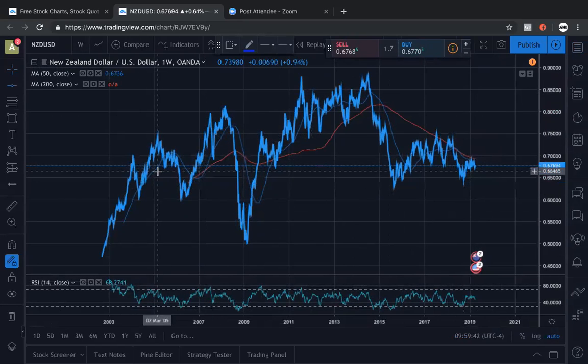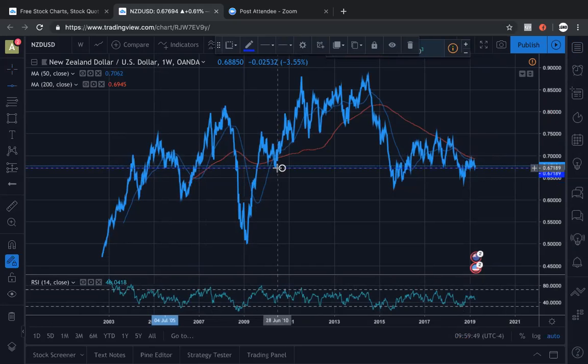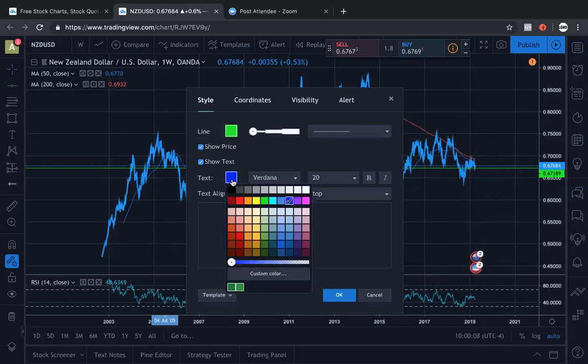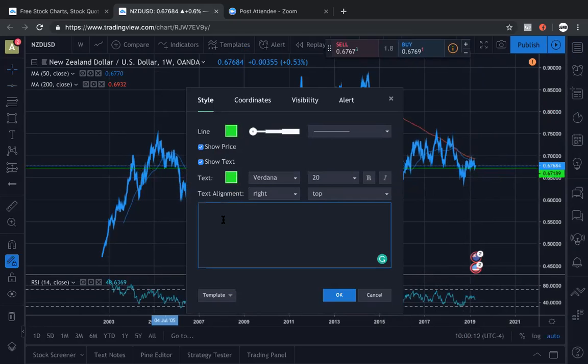And I can see long term, this is May 2005, right? June 2010, August 2015, May 2017, November 2017. Now we got April, March 2019. This level right here is key. This is a key level. Asterisk weekly, because I'm looking at the weekly chart.